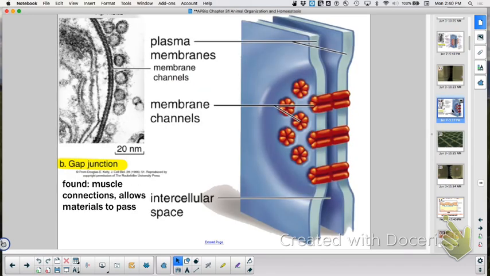This is when you're sharing 2 channel proteins. This is really helpful when you want something to move quickly from one cell to another cell. And it doesn't have to get released or secreted from a cell, be in the space between the cells, and then get picked up again. It's going directly cell to cell, similar to plasmodesmata in plants. Okay?